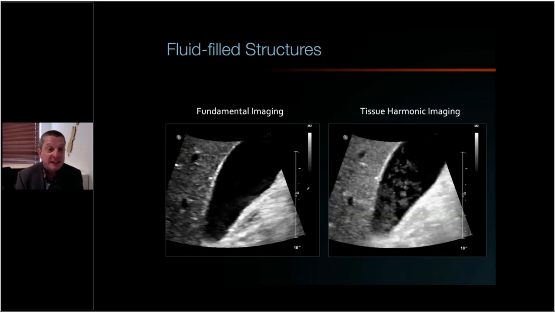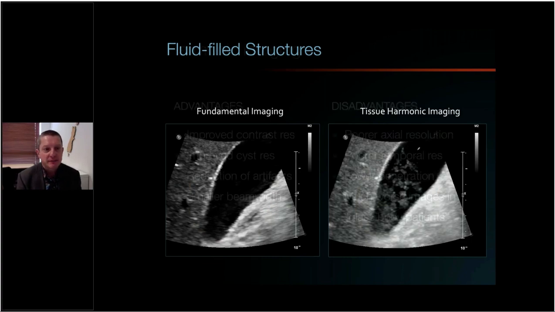Here are some clinical examples of a gallbladder containing some sludge. In the fundamental imaging, the sludge is not at all apparent, but with tissue harmonic imaging, it is. This is a good example showing how tissue harmonic imaging improves contrast resolution of your clinical ultrasound images.